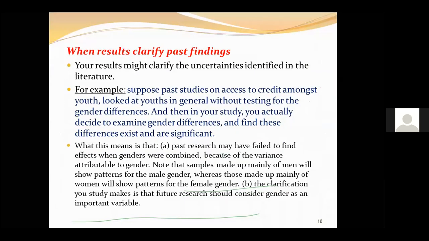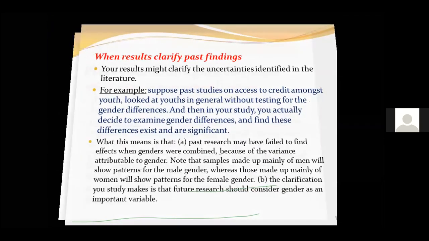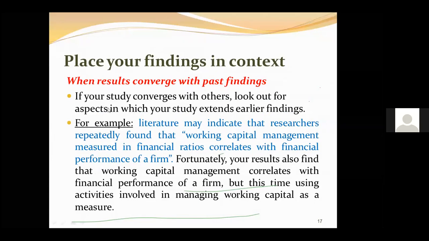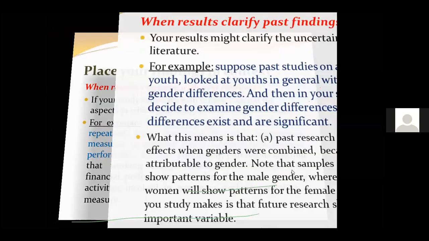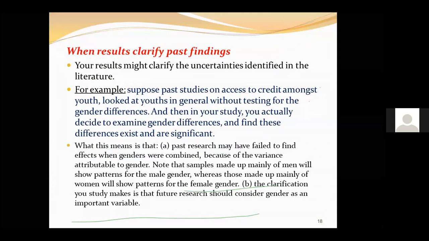Here we are saying if your findings converge with others, look out for aspects in which your study extends earlier findings. And then your results could clarify past findings. It is possible that some previous findings may remain uncertain, inconclusive, or ambiguous. So your findings might clarify the uncertainties identified.